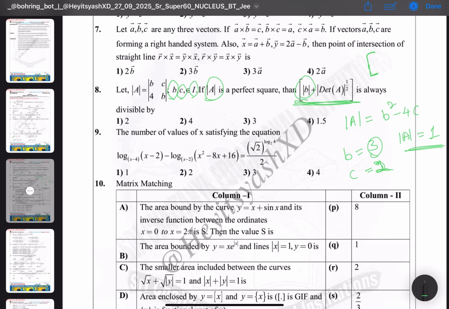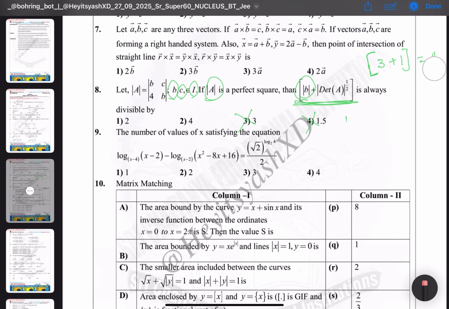Mod b is simply 3 plus det a whole power 1 by 2. Det a whole power 1 by 2 is simply 1 in this case. So this is 4. So 4 is not divisible by 1.5, so this option is eliminated. It is not divisible by 3, so this is also eliminated. Now we have two choices.